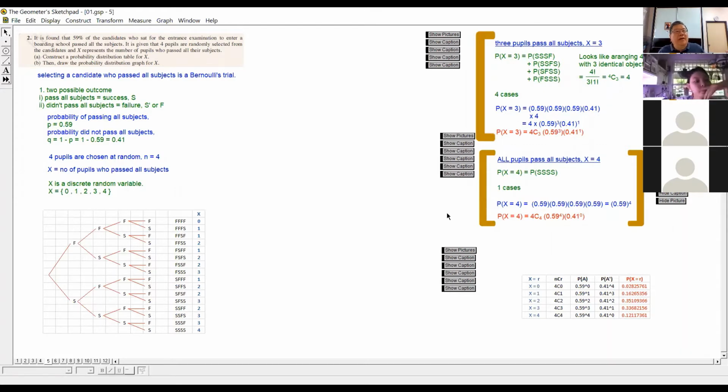Okay, now actually we are doing binomial distribution now. In a binomial distribution, as I've said earlier, they have Bernoulli's trial, discrete random variable, and probability distribution. So there are three things there. So we're going to look at the first thing called Bernoulli's trial.